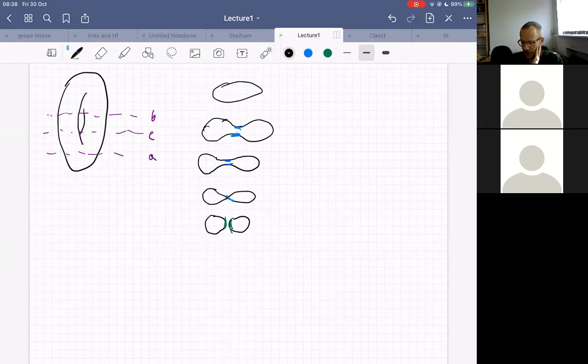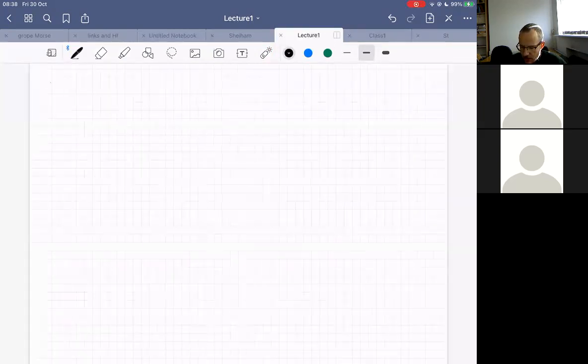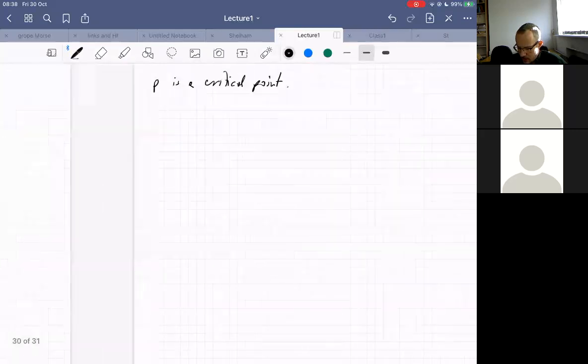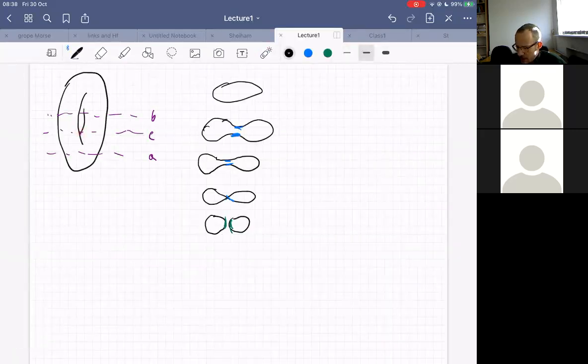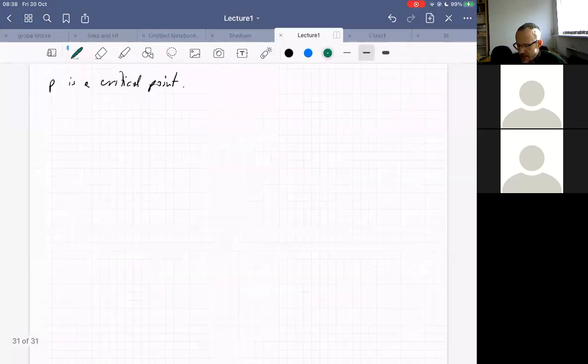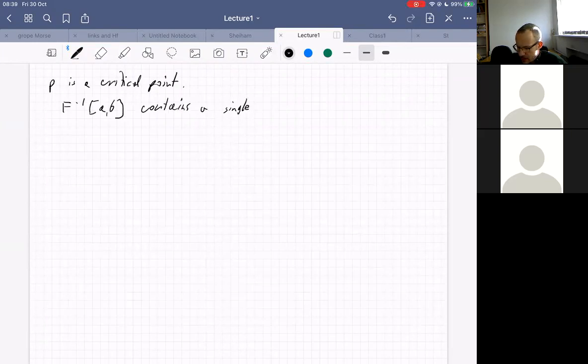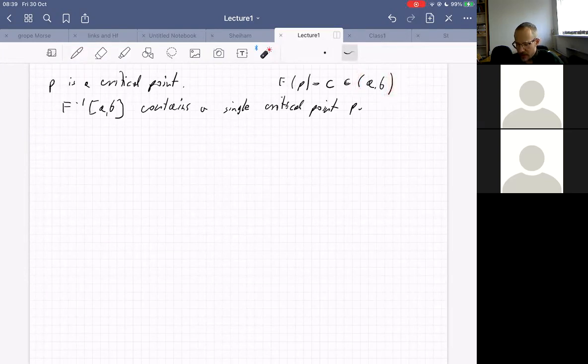Well, let's first come back to Morse's lemma. So from now on, P is a critical point. Here is our P, and we set up some notation: f inverse of [A, B] contains a single critical point P, and f of P is equal to C belonging to (A, B). By writing this, I mean that C is neither A nor B.